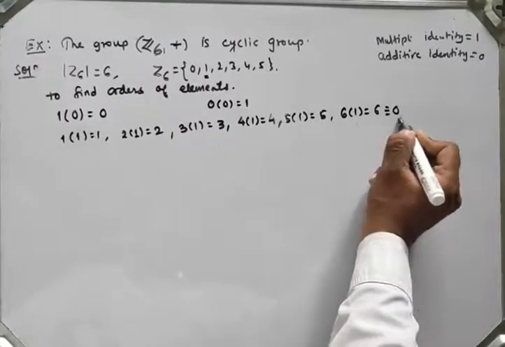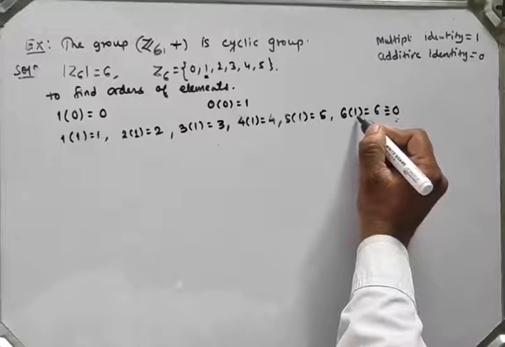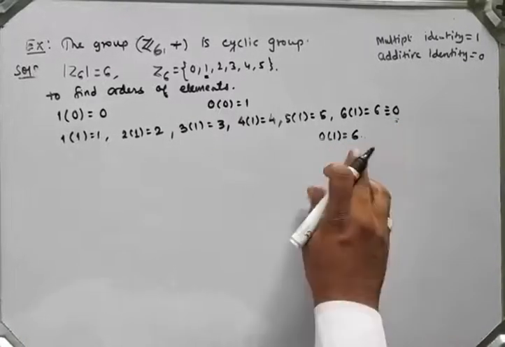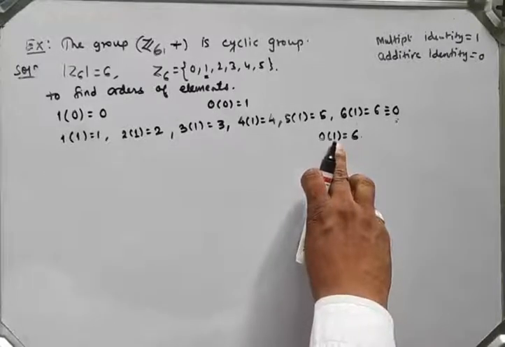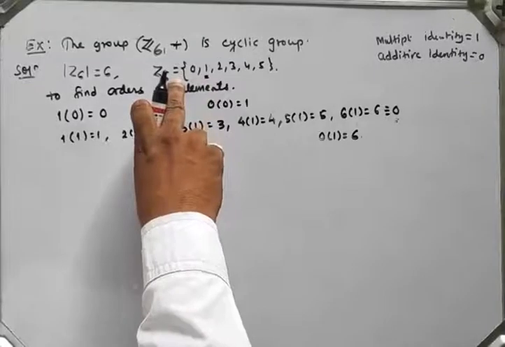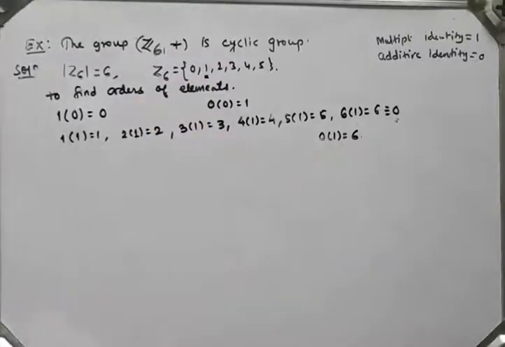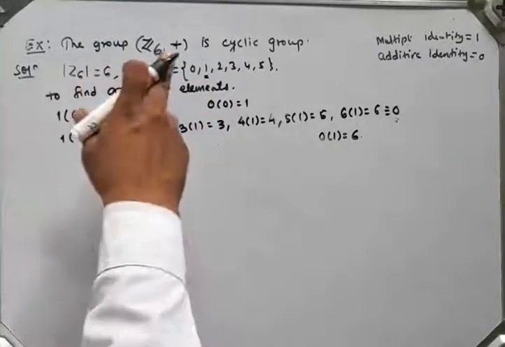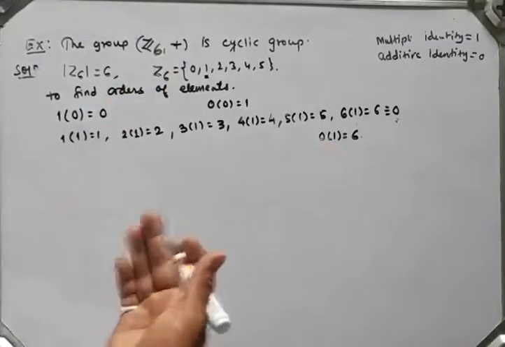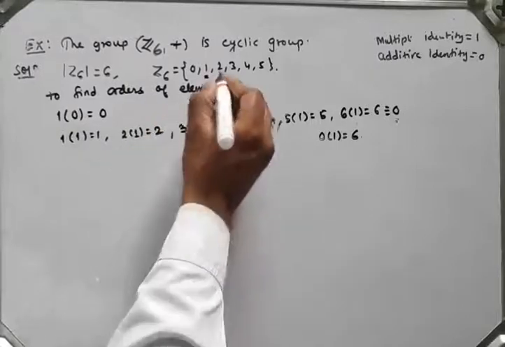Here finally I get 0, means the order of 1 should be 6, right? Here the element of order 6 is 1, which is the same as the group order. Therefore 1 is the generator of that group, means Z6 under addition is a cyclic group, because 1 is the generator. Now again we will find the order of the next element, 2.